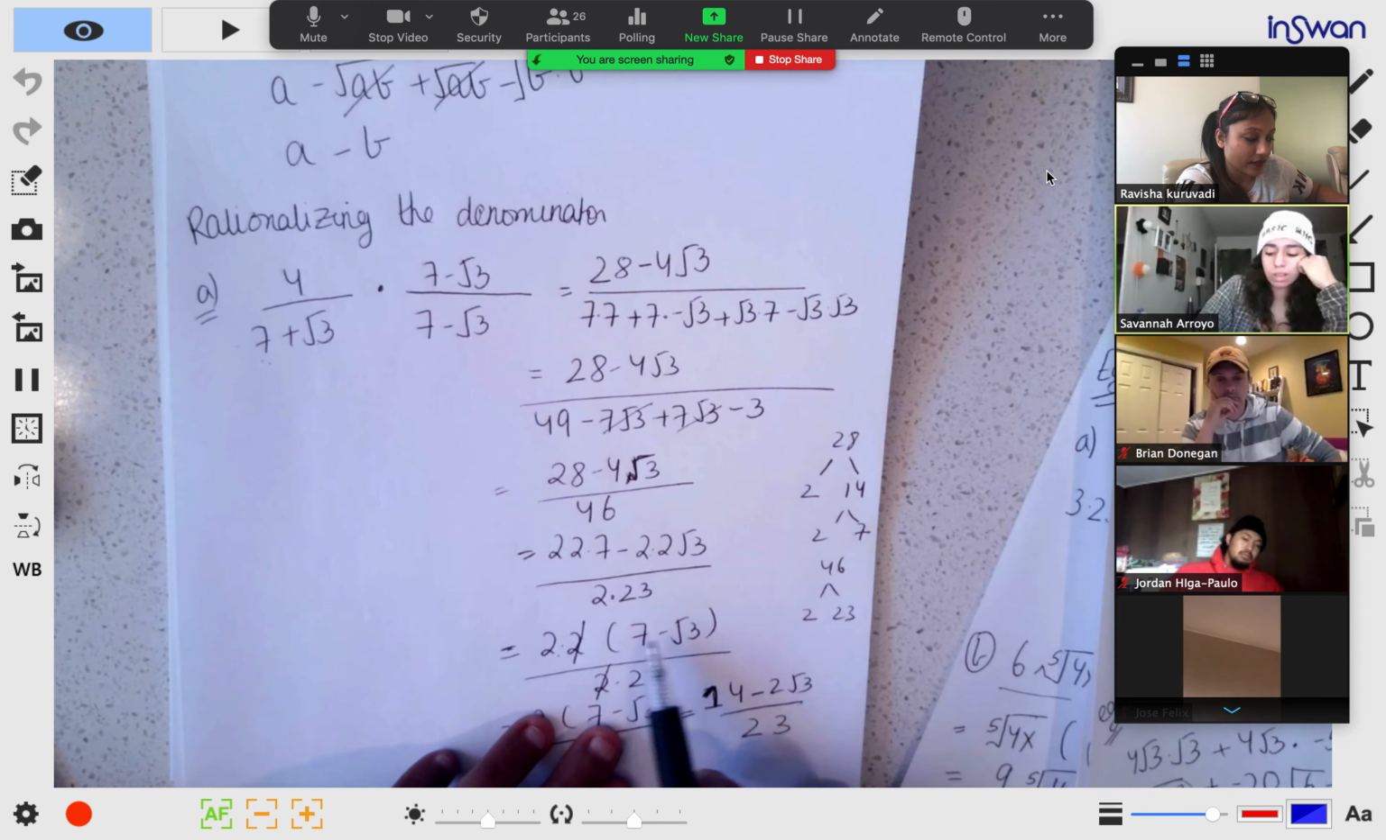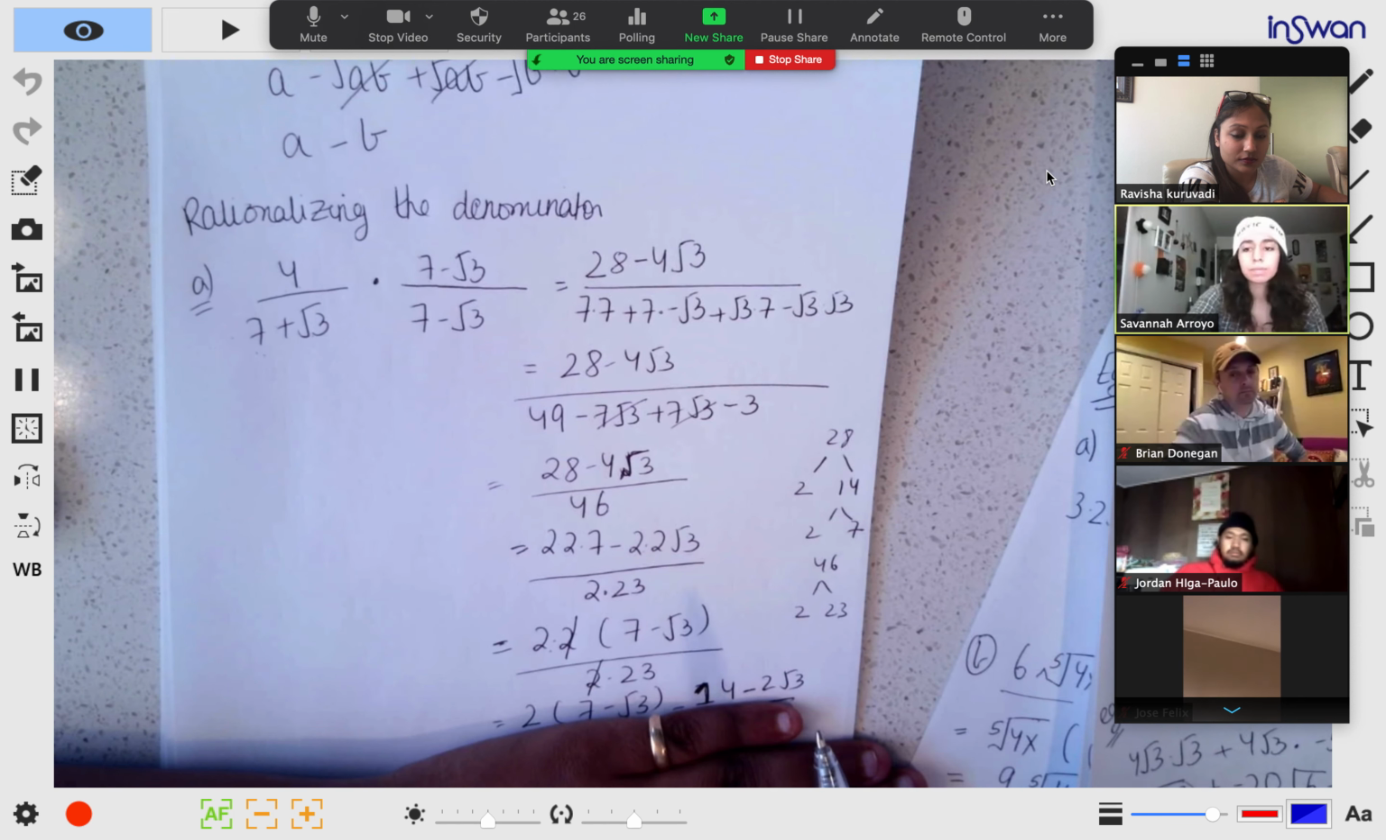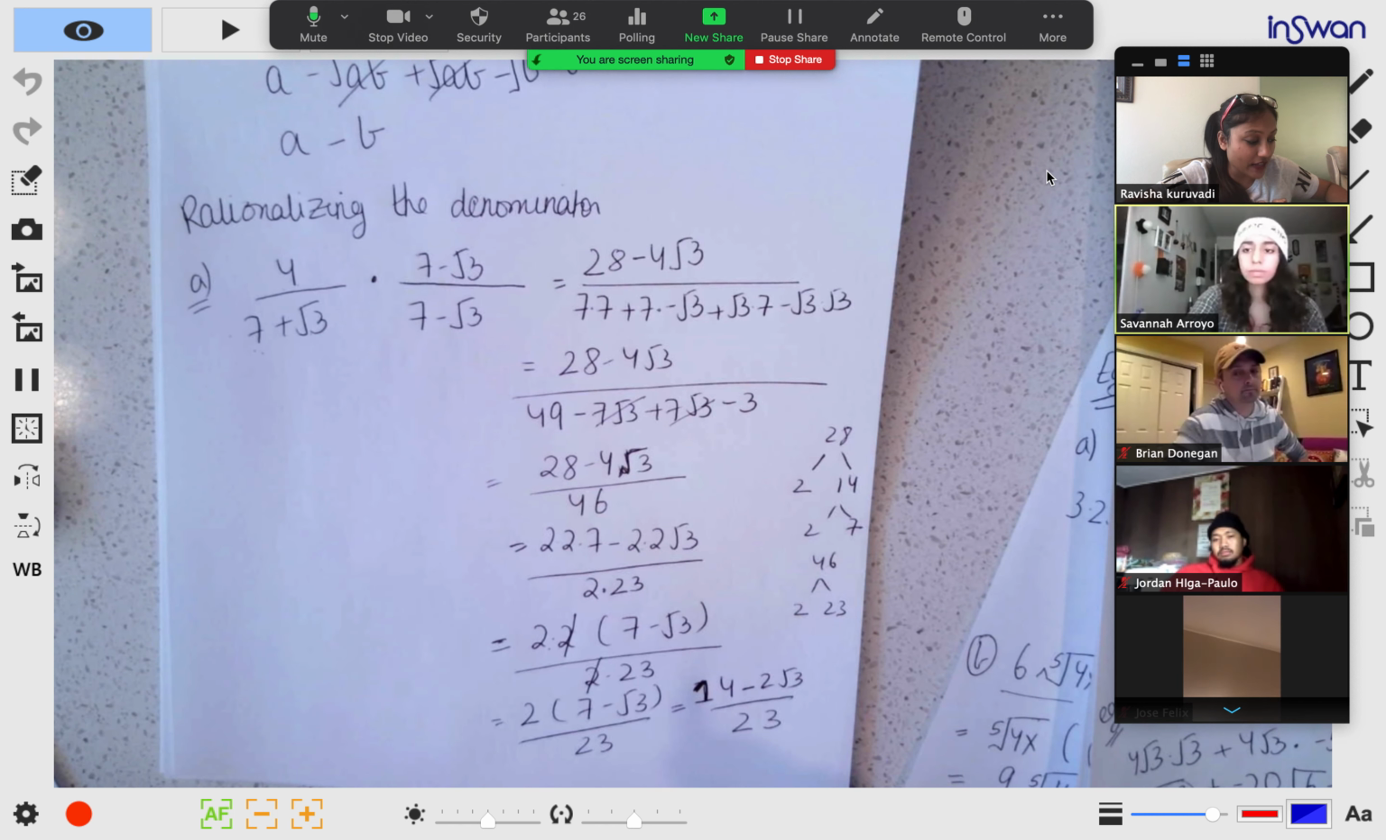Got it. And you reach this point. And then, yeah, okay, that makes sense. I just kind of missed it when you were explaining it. And then you cancel whatever you're left with, and then you solve.